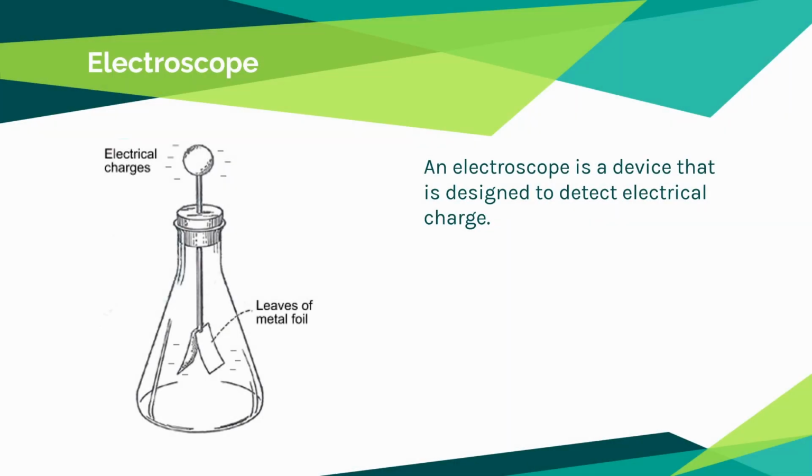Electroscope. An electroscope is a device used to detect electrical charge. It does not usually tell you the amount of charge, but it can tell you whether a charge is present by moving different parts internally. On this version, electrical charges go up by the sphere at the top, and that changes the foils at the bottom. These are very old.